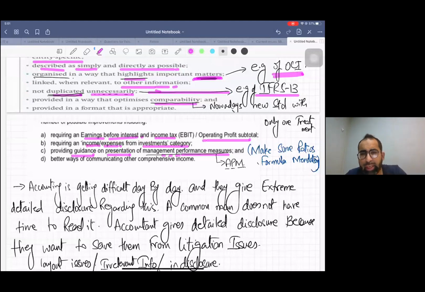Better ways of communicating other comprehensive income. I must say they have already worked a lot in this area. You know, OCI is always a debatable issue: what will come in OCI, and what is the future of OCI? Because some OCI items are reclassified to PNL in future, and some are not. For example, foreign exchange gains and losses.